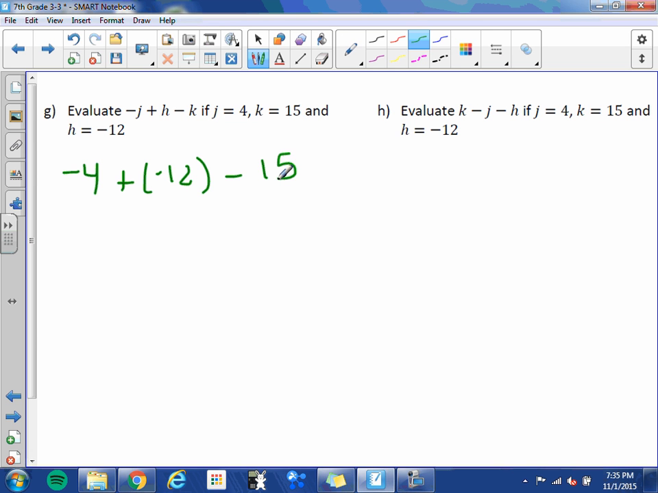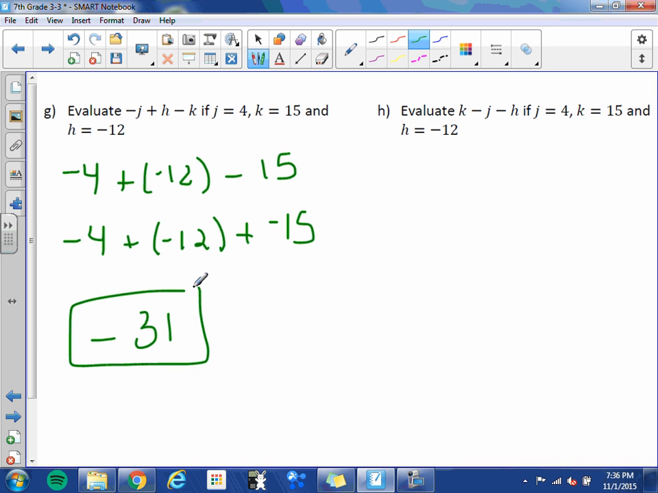I want to change everything to addition. Well, the first symbol is addition, so I'm going to leave it as that. But then I'm going to change the subtraction sign to addition, changing that 15 to a negative 15. All three of them have the same sign, so I can add them all and keep the sign. 4 and 12 make 16. 16 and 15 make 31. Keep the sign negative. Negative 31.